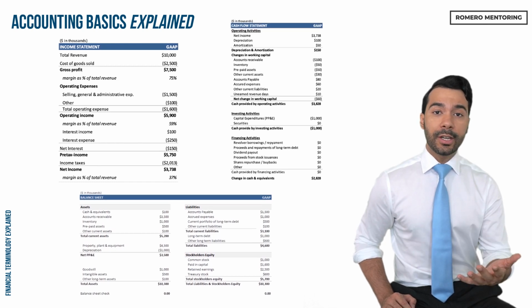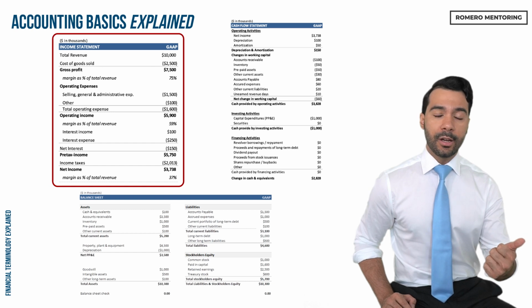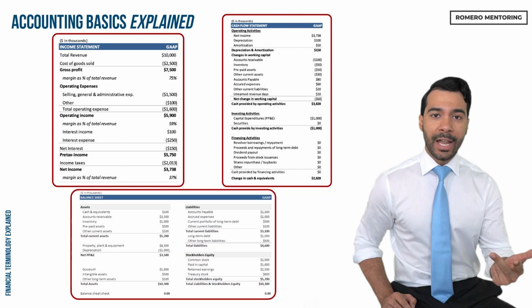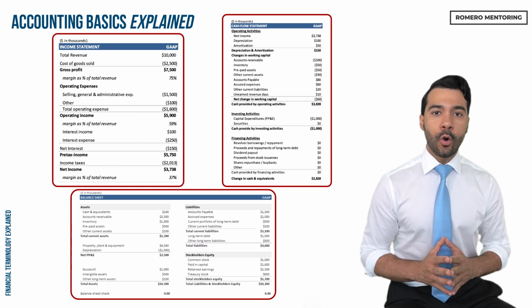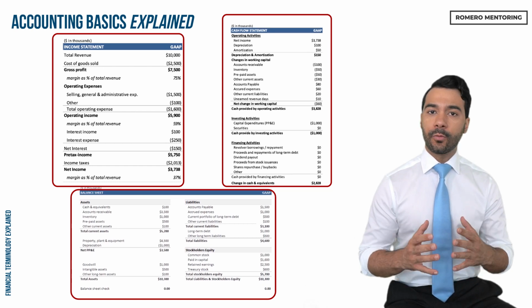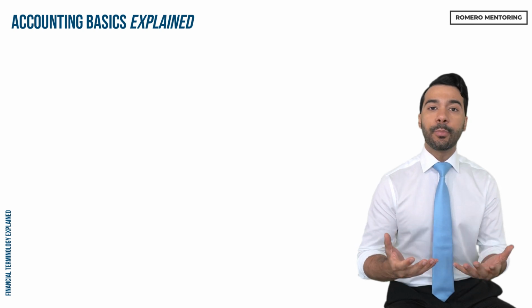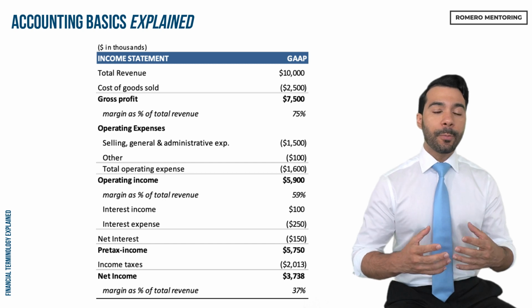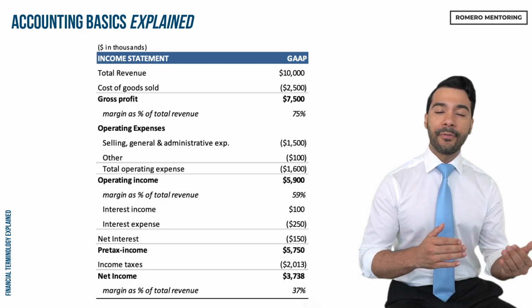These three statements include number one, income statement, number two, balance sheet, and number three, cash flow statement. Let's examine a little bit more closely what each and every one of these statements represent and the intended purpose is. The first one, the income statement, is just a representation of the company's profit and loss.